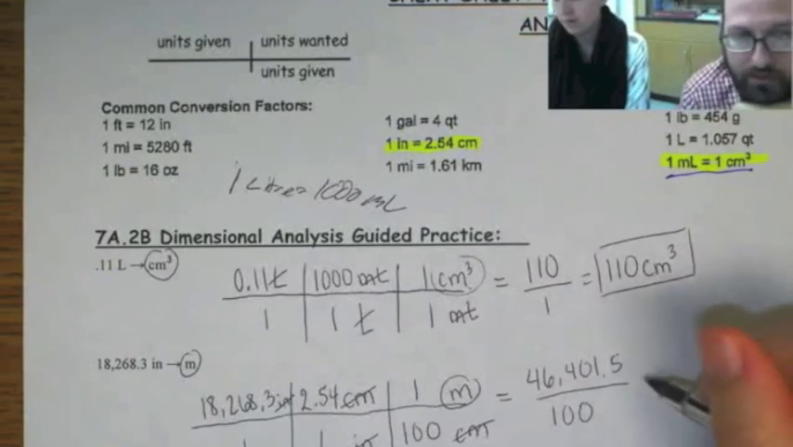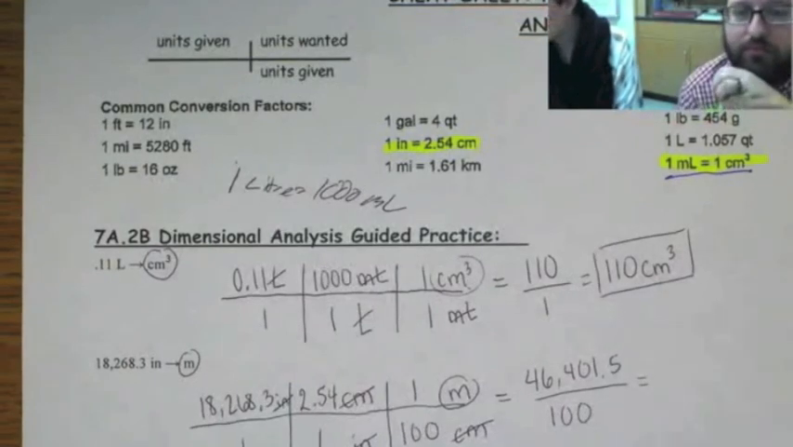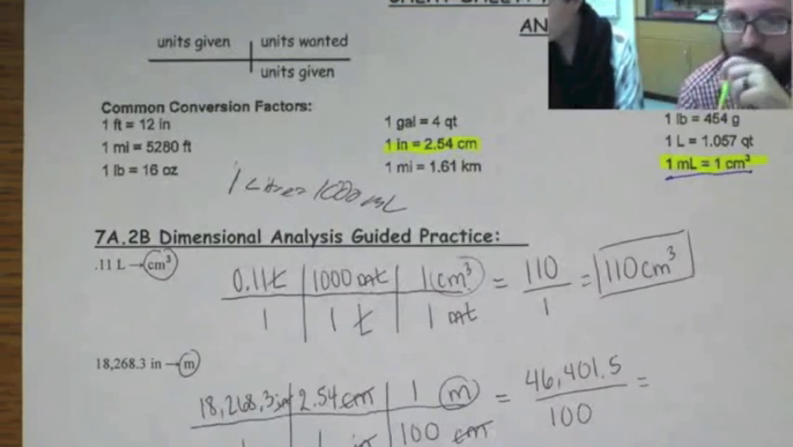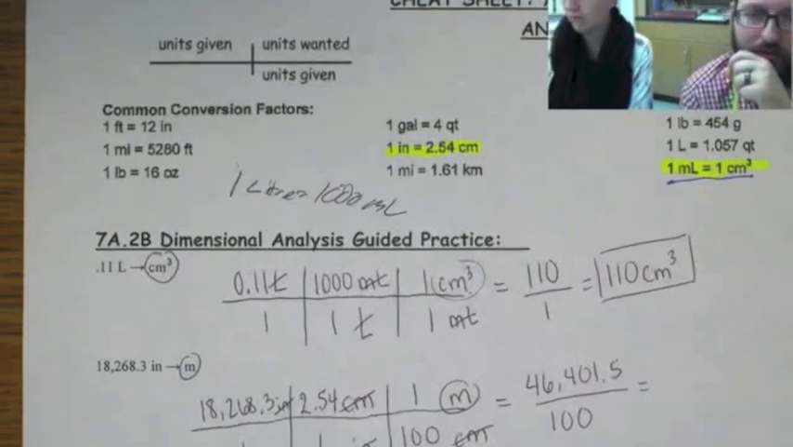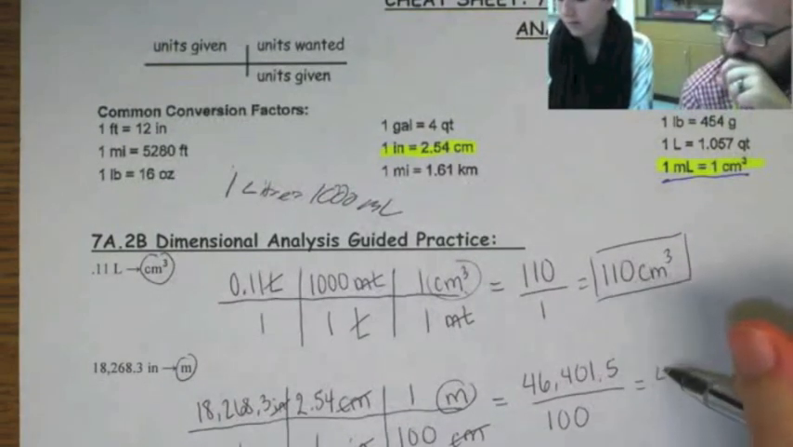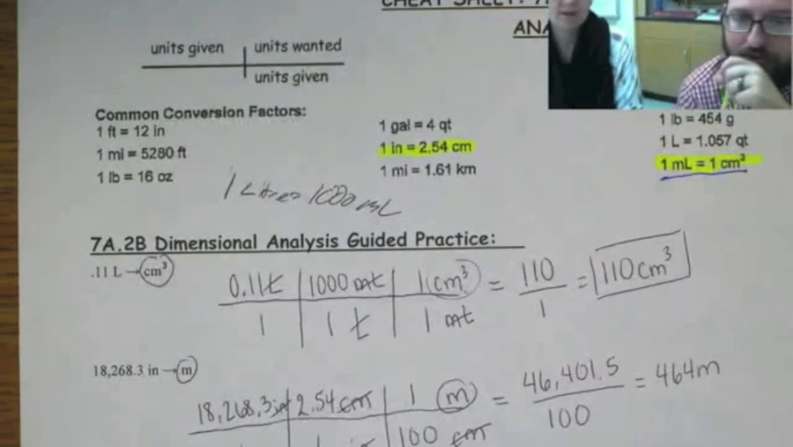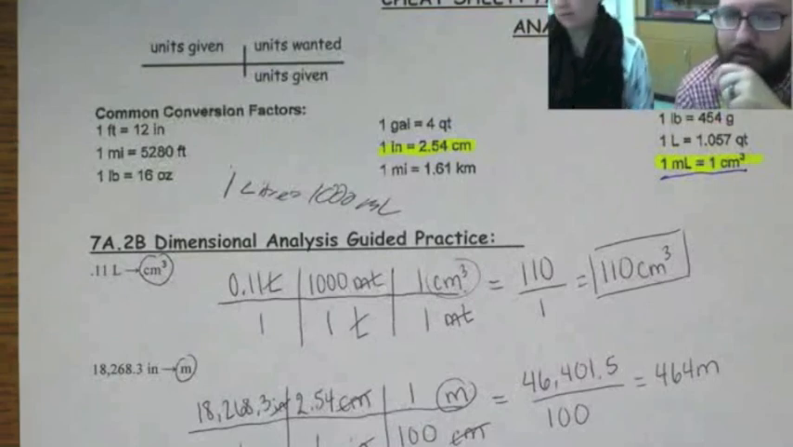46,401.5 divided by 100 is equal to 464. And that would be in meters. All right. Cool. That's it.